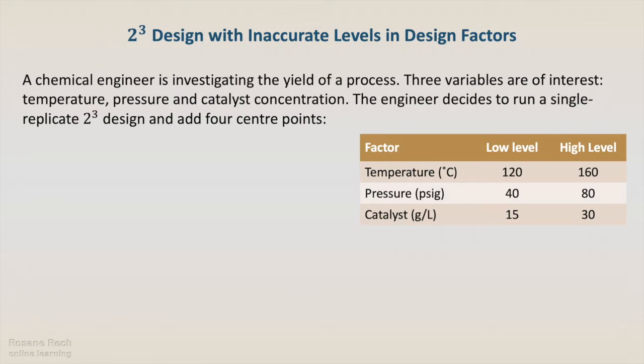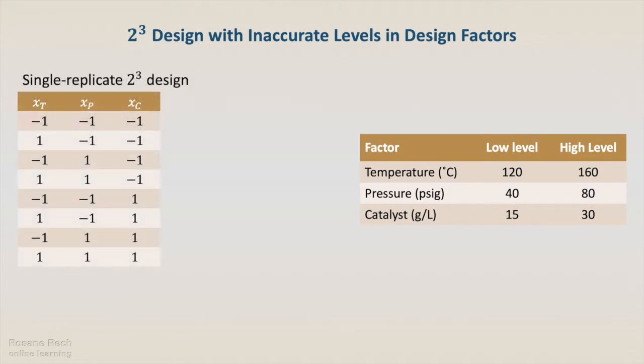The engineer decides to run the single replicate 2^3 design and add 4 center points. The table shows the factors and their low and high levels. The first step is to build the design. The table on the left shows the set of treatments for a 2^3 design. But the design also has 4 center points, so let's add them. The center points are coded with the number 0.